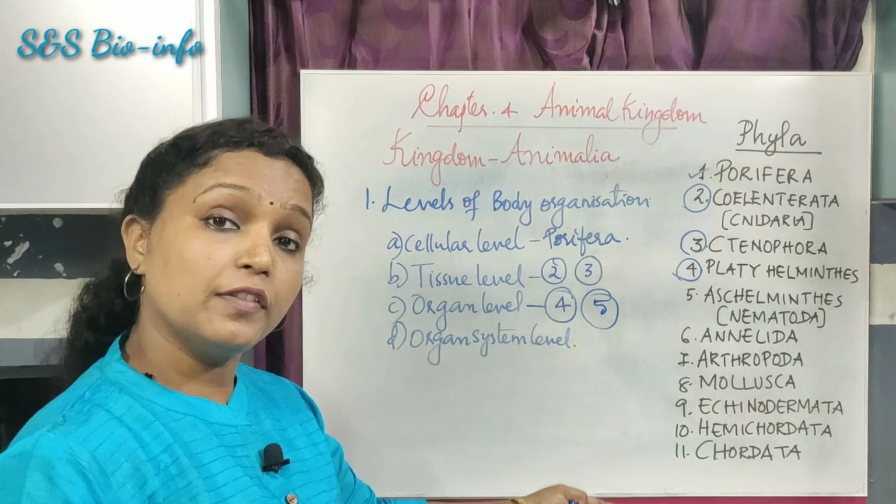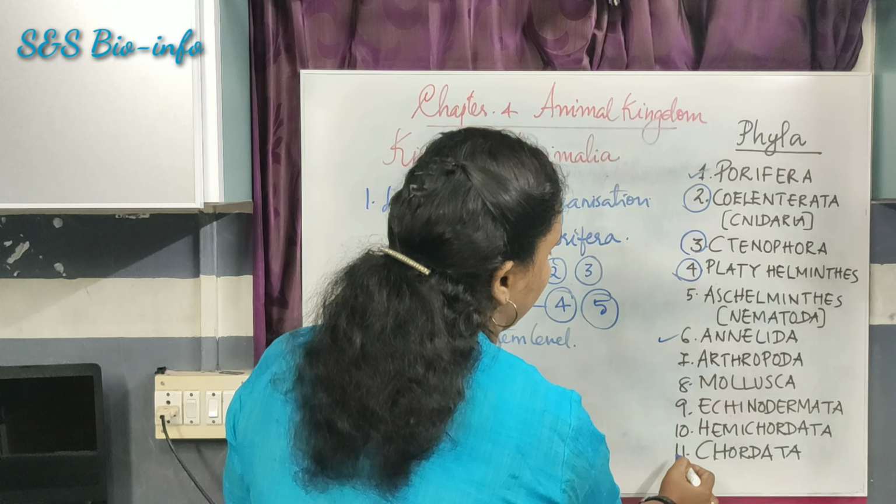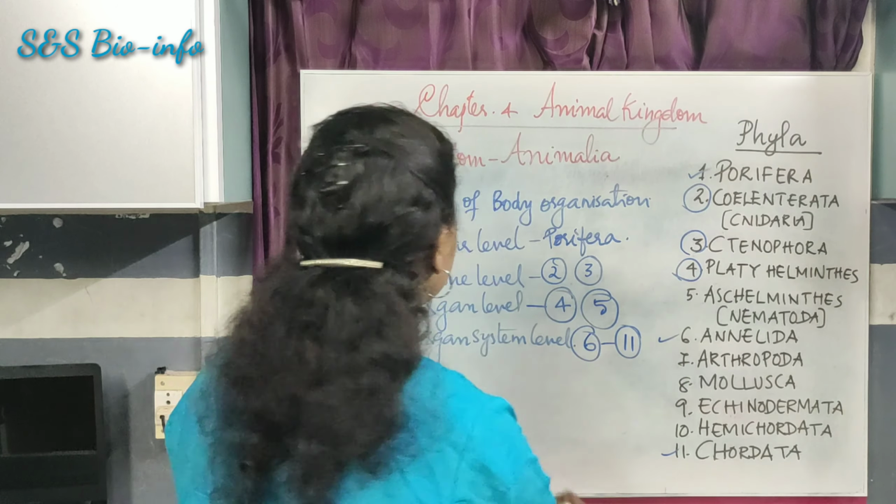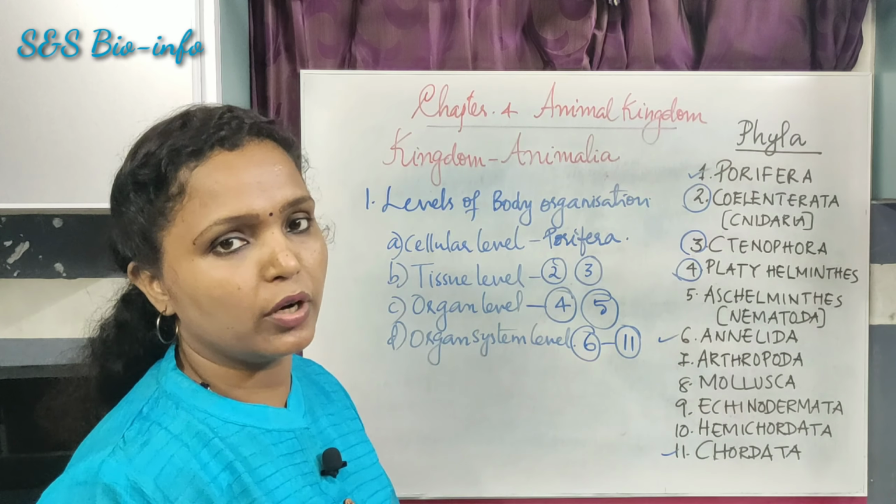Then the rest of the phyla exhibit what? Organ system level of body organization, that is from the Annelida to Chordata. That's 6 to 11. Phyla exhibit organ system level of body organization.